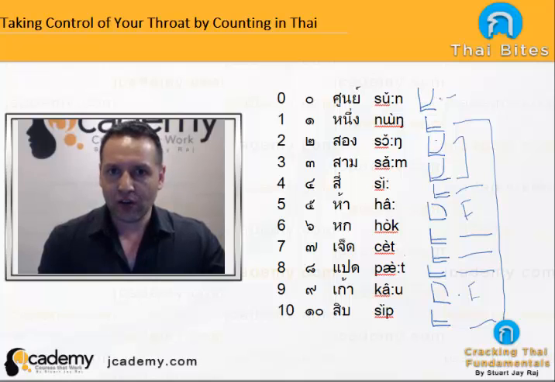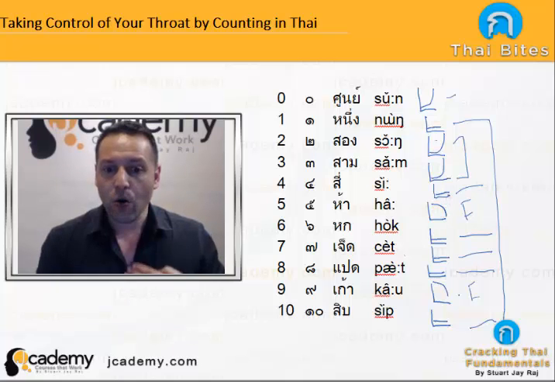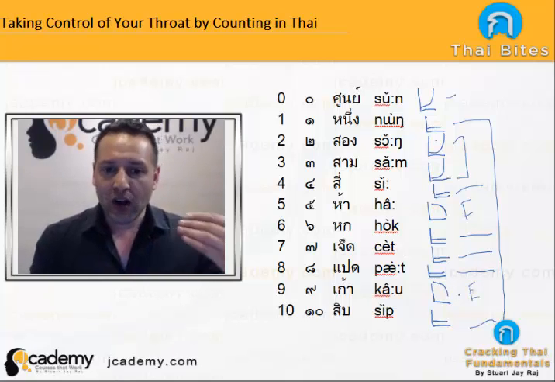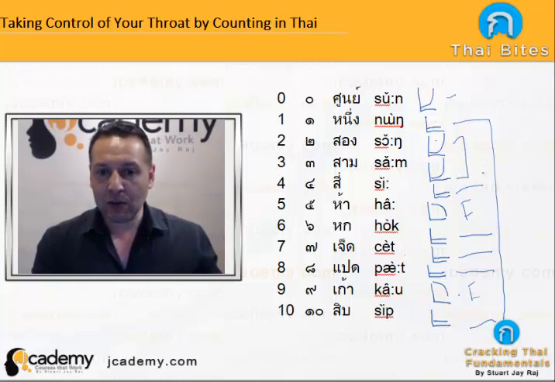0, 1, 2, 3, 4. Keep it down. 5, 6, 7, 8, 9, 10. That's great. Now, try it again and we'll get a little bit of speed up.